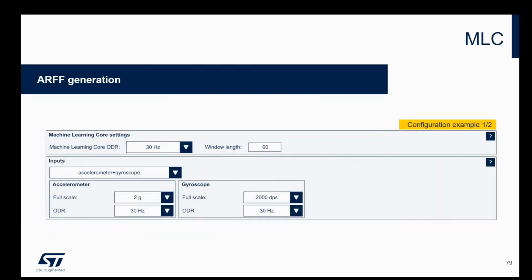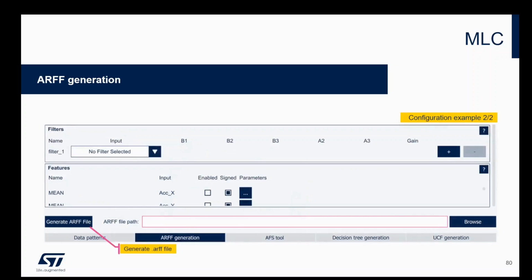For ARFF generation, you would set up your output data rate for the sensor. We have set this to 30 hertz. And window length, 60. So 60 means 2 seconds of data. You set your sensors, accelerometer and gyroscope: full scale of 2G, output data rate of 30 hertz for accelerometer, gyroscope full scale of 2000 degrees per second, output data rate of 30 hertz. And then essentially here you can apply your filters and you can set your features. And then click the button called Generate ARFF.